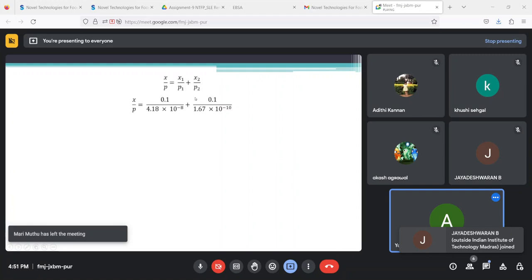To substitute it, it is already given that each of the layers is 0.1 centimeter thick. So you have 0.1 divided by the permeability of the first layer, that is 4.18 into 10 power minus 8. Then for the second layer, which is 0.1 centimeter thick, divided by 1.67 into 10 power minus 10, which is the permeability of the second layer. This will give me the effective X by P for both the layers together. When you calculate or simplify this, you get X by P as 6.012 into 10 power 8 centimeter square second atmosphere by centimeter cube. Hope this is clear. Is this clear, or do you want me to repeat any part of it?